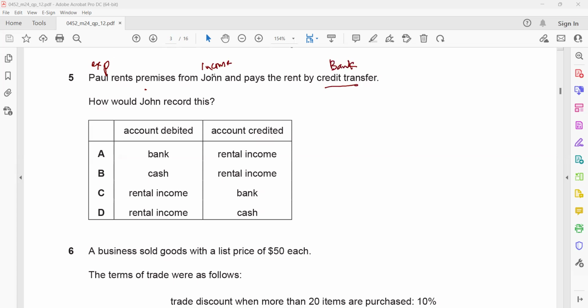From John's point of view, John received. So bank received money. So bank debit. And then this is an income to John. So rent income, rental income. Okay, the next one.